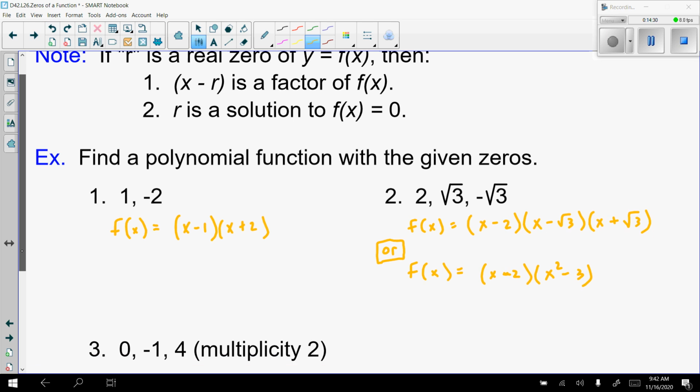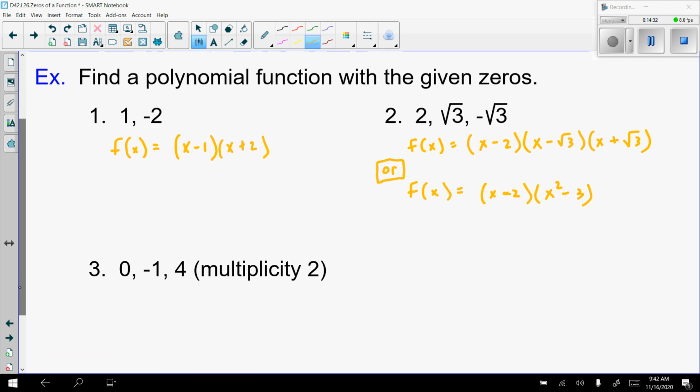And lastly, number 3. And this is a good one because now it talks about multiplicity. So f of x equals, well, if 0 is the zero, then we have x. If negative 1 is the zero, then the factor is x plus 1. If 4 is the zero, then x minus 4 is the factor, but it says it's a multiplicity of 2, which means there are 2 of them.